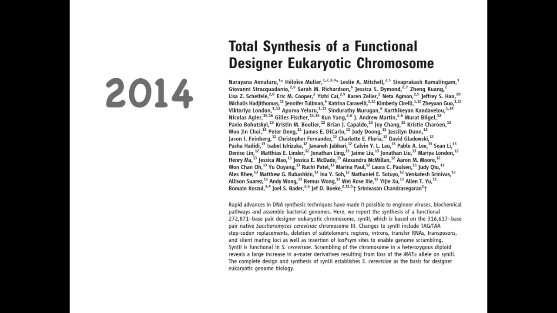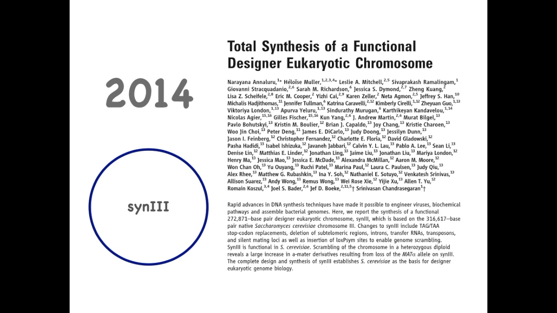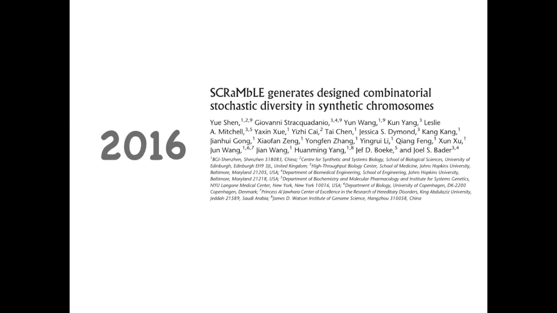In 2014, the technique was further used by the same group to assemble the first ever synthetic eukaryotic chromosome. They called the synthetic yeast chromosome SYN3. This was a big step forward in the Yeast 2.0 project and in synthetic biology. Further validation of the SCRaMbLE technique was presented in 2016, when SCRaMbLE's ability to produce large amounts of genetic diversity and identify fitness constraints were examined.